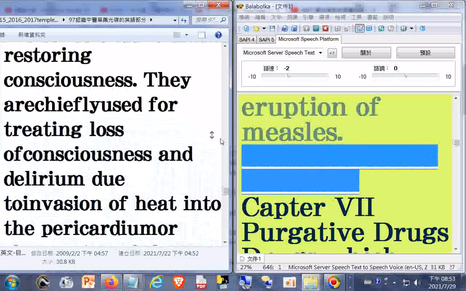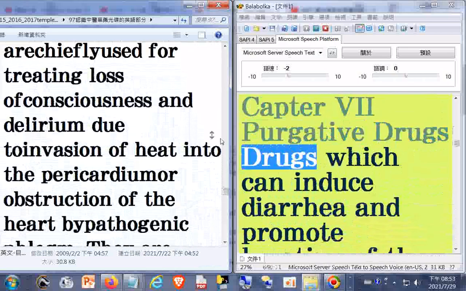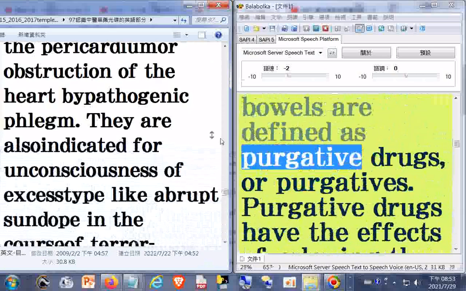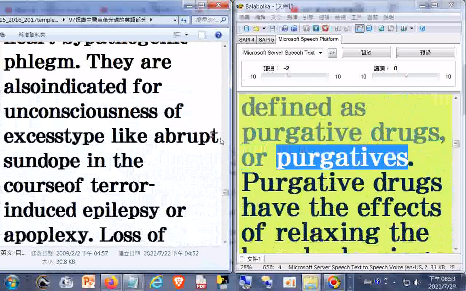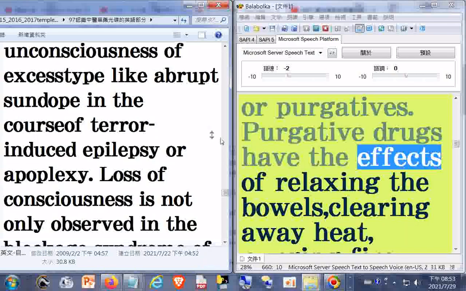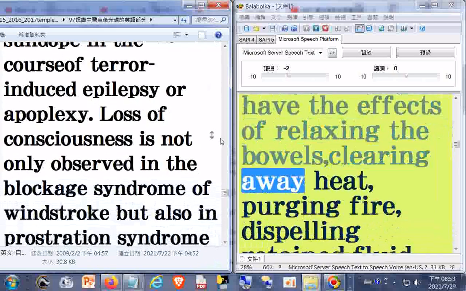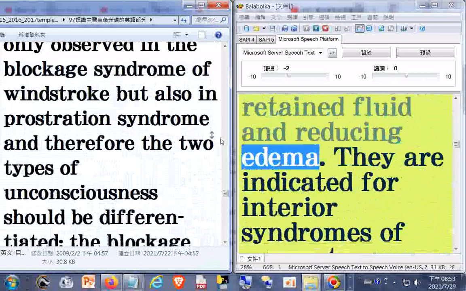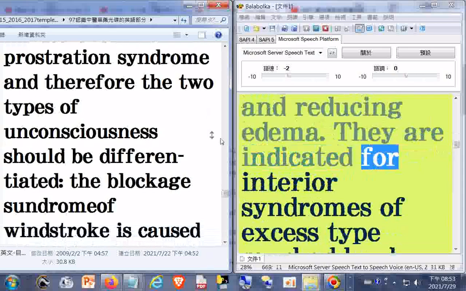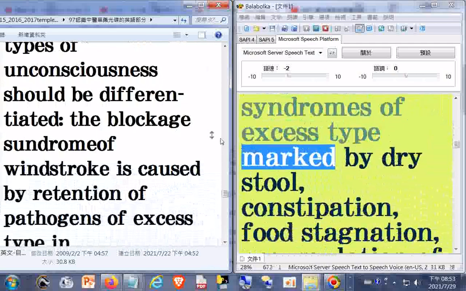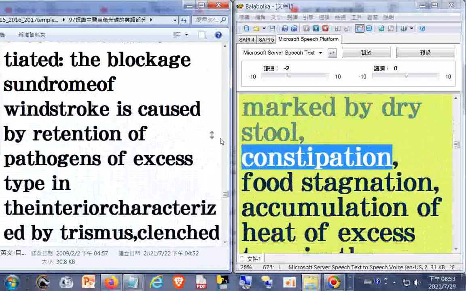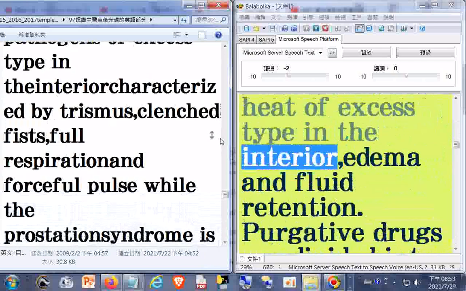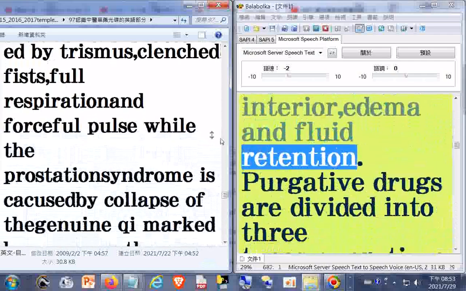Chapter 7 Purgative Drugs. Drugs which can induce diarrhea and promote laxation of the bowels are defined as purgative drugs, or purgatives. Purgative drugs have the effects of relaxing the bowels, clearing away heat, purging fire, dispelling retained fluid and reducing edema. They are indicated for interior syndromes of excess type marked by dry stool, constipation, food stagnation, accumulation of heat of excess type in the interior, edema, and fluid retention.